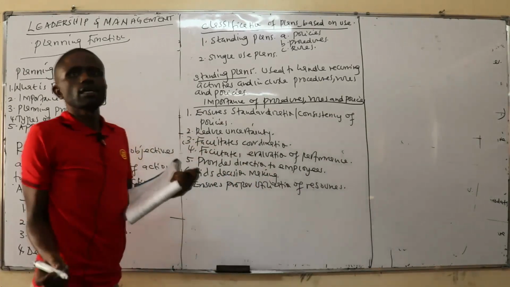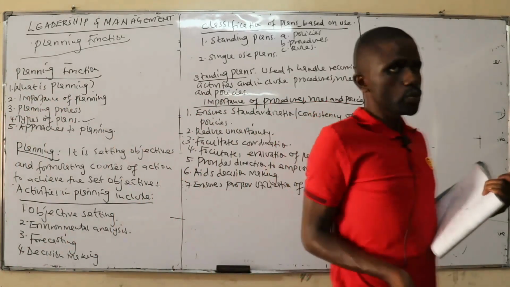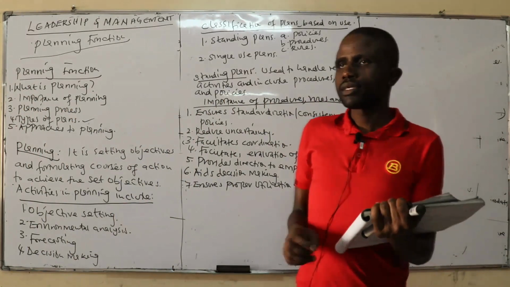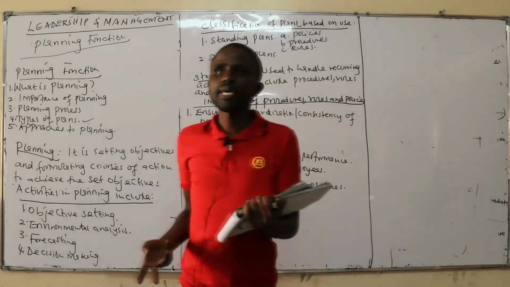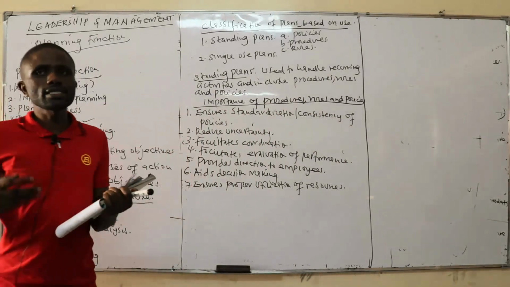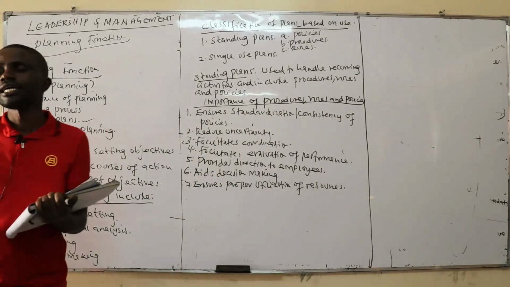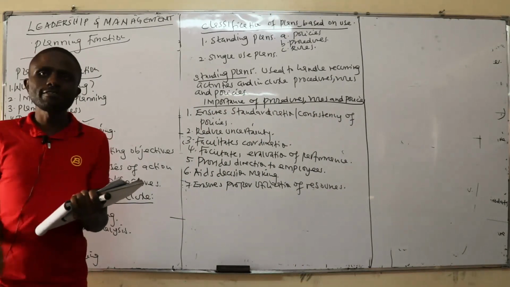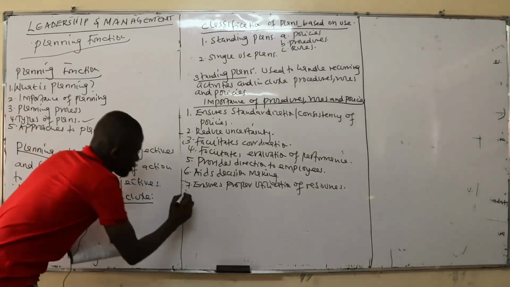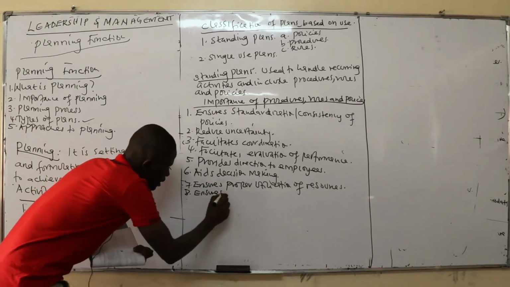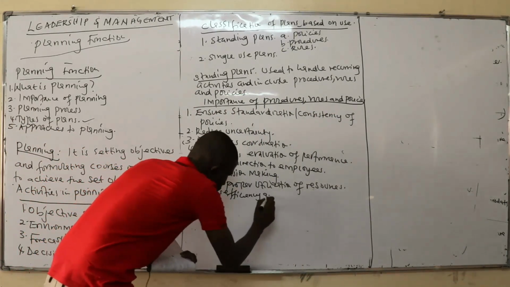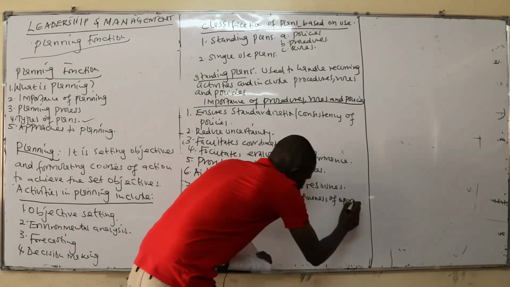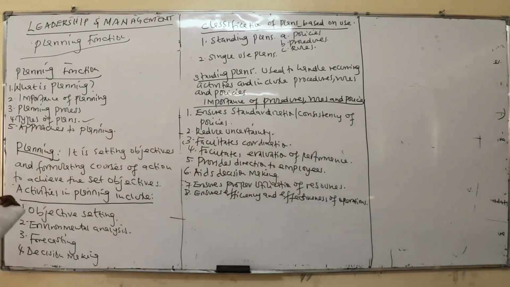If you are very keen, you must have observed that there are those ones that we are commonly using. For instance, we keep talking about aids decision making, even in the importance of planning. Aids decision making, part of it is necessary for risk management or reducing uncertainty. Things like helps in achievement of organizational goals, and ensures efficiency and effectiveness of operations. So that's about standing plans.